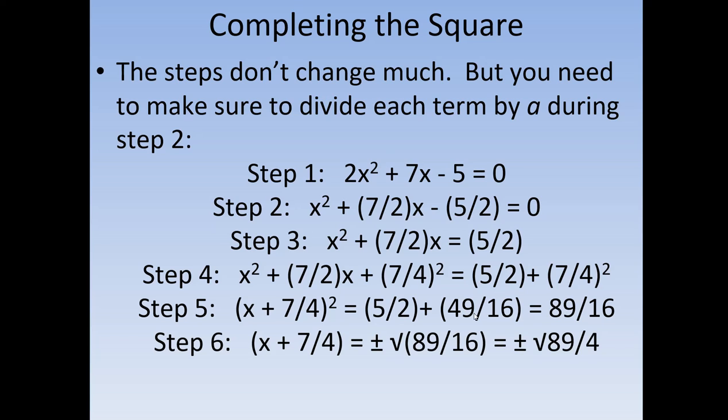And then step 6 is where we do the rest of the math. So you take the square root of both sides, plus or minus. Here you do the square root of 89 over 16. 16 is a perfect square, so we can rewrite this as the square root of 89 divided by 4. So the 4 is no longer in the radical. Only the 89 is in the radical. So then when we solve for x, we end up getting -7 over 4 plus or minus radical 89 over 4. All right? And that's pretty much it.